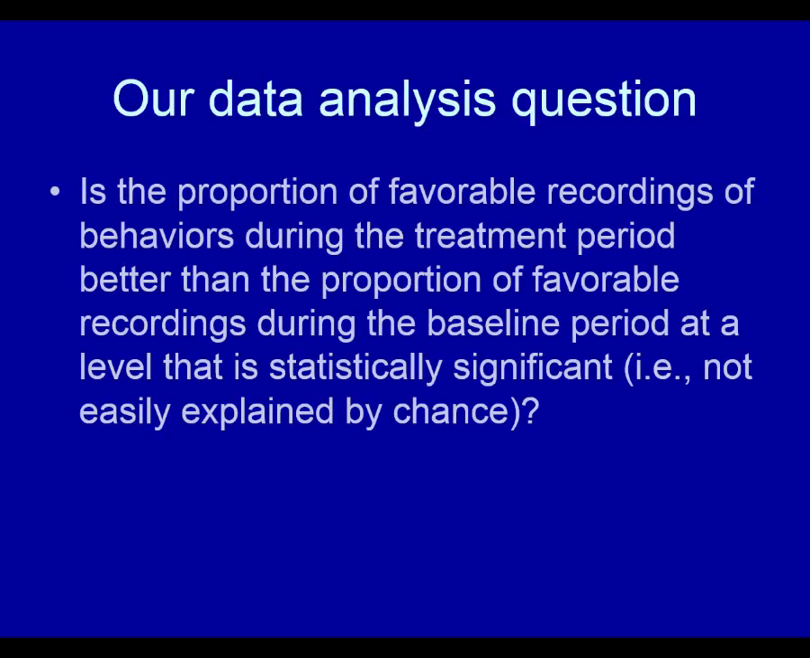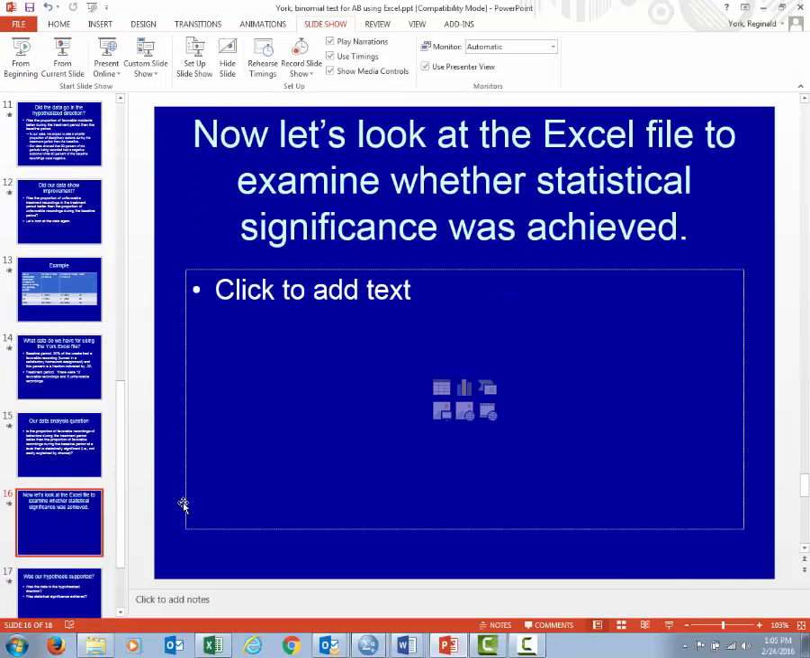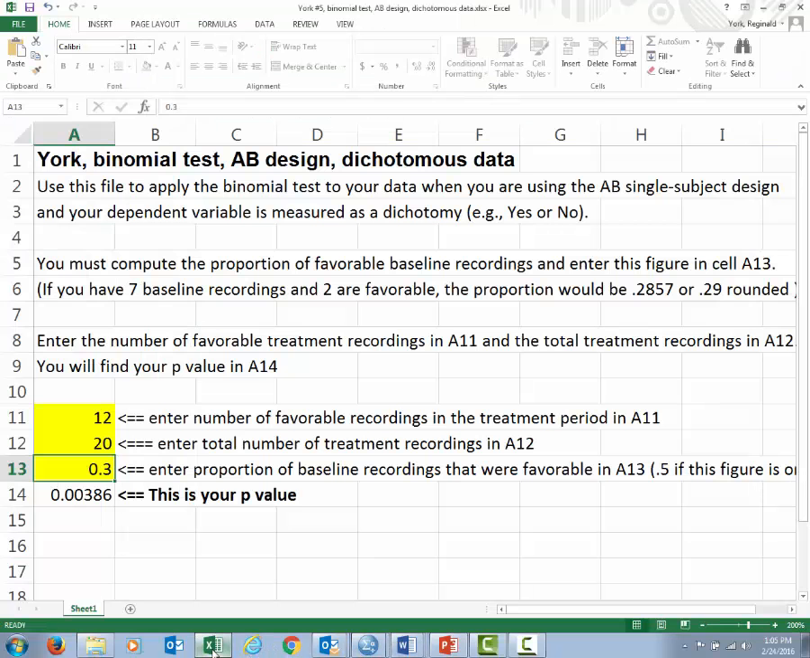Our data analysis question is: is the proportion of favorable recordings of behaviors during the treatment period better than the proportion of favorable recordings during the baseline period at a level that is statistically significant, meaning not easily explained by chance? Now let's look at the Excel file and put in these numbers. Here we can see the number. If you'd like, you can hit the pause button here and look at these instructions up here. I'm just going to go ahead and show you how to use it.